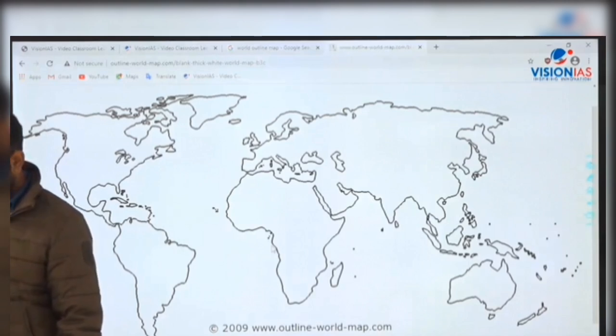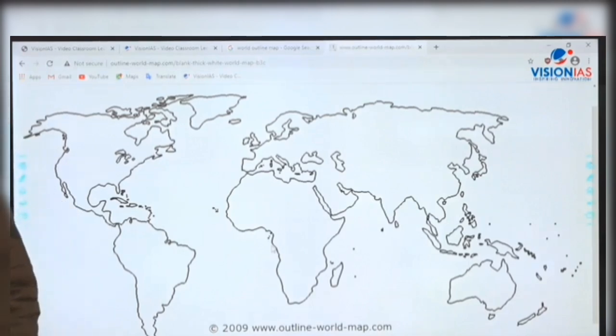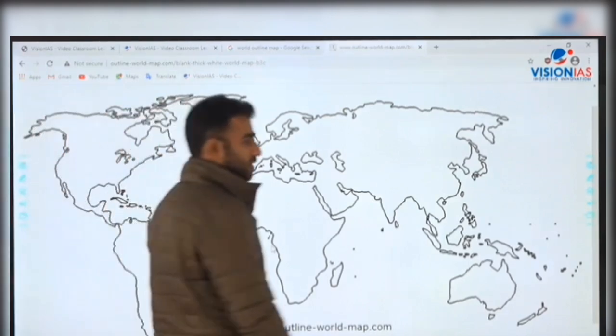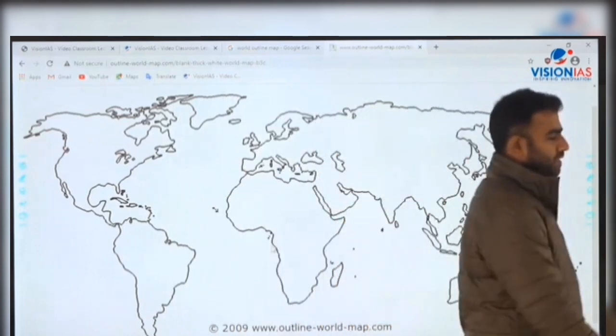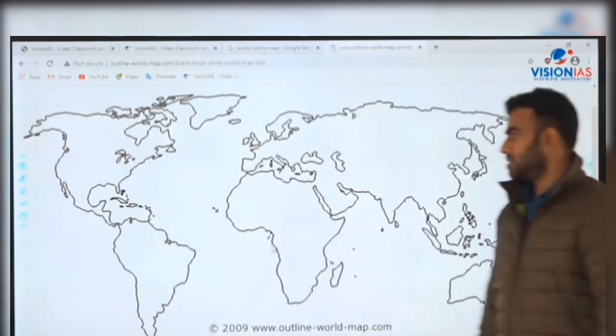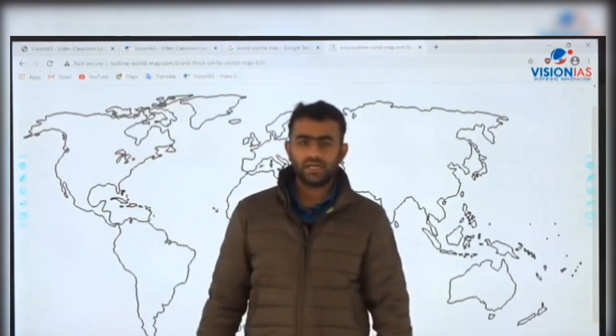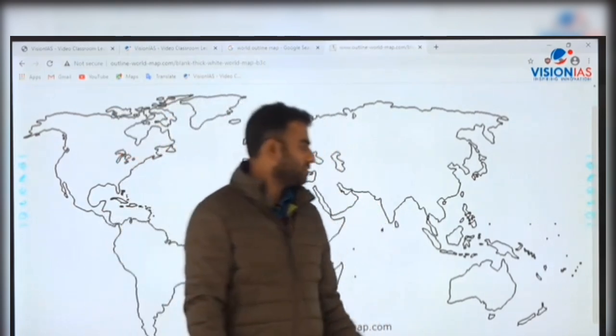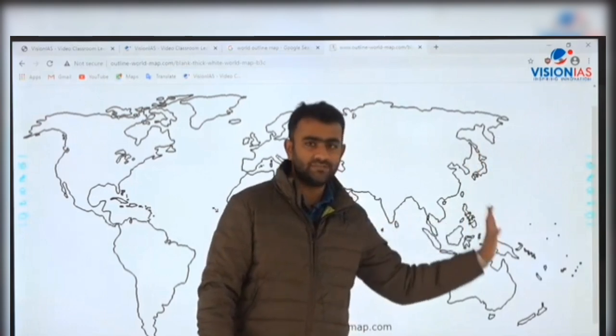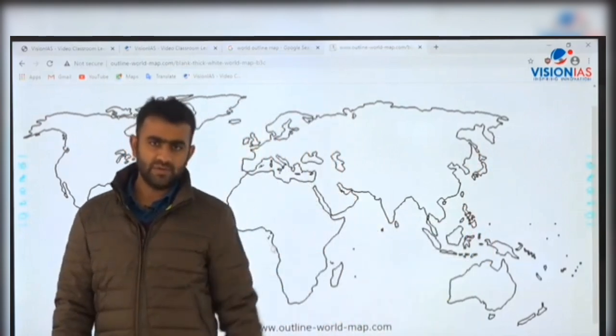See, world map, first thing you should understand is that you should practice drawing the world map, right? Because the questions on world geography, the physical geography, demand drawing at least a part of the world map. If there is a question on El Nino, you should be able to draw the western part, right? This time also a question came.